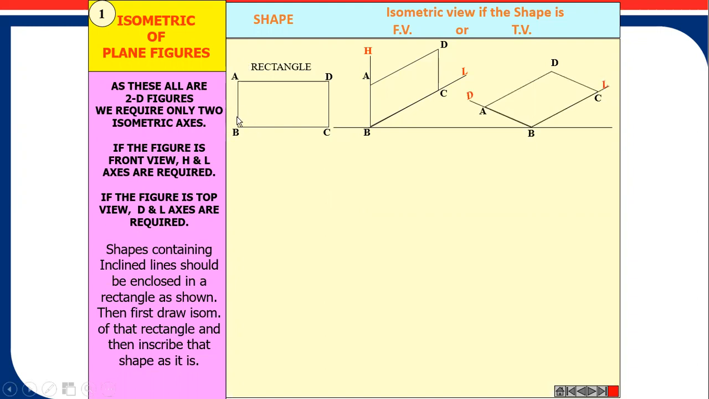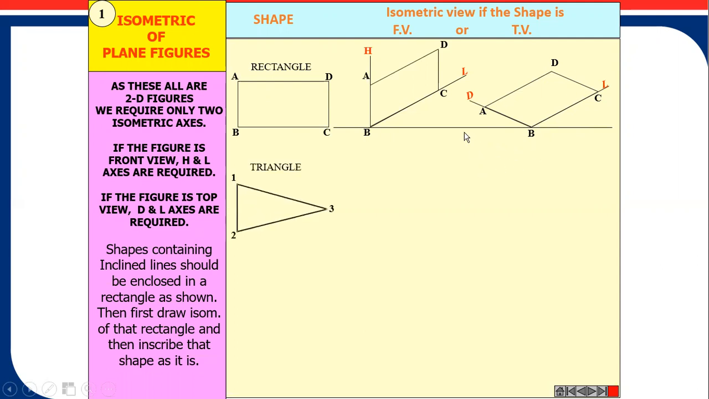In top view, we consider the width. This AB is the width and BC is the length of the object. Okay, the top. So D is the center point here. Then we have to draw this axis and the length axis. Then the A to B distance we can measure directly. Then B to C and C to B and B to A. Okay, we can directly measure from here. So this is the top view of the rectangle.